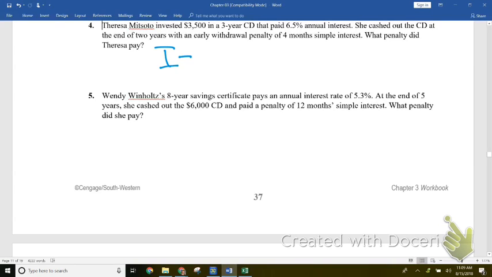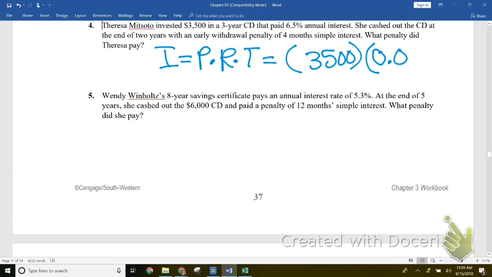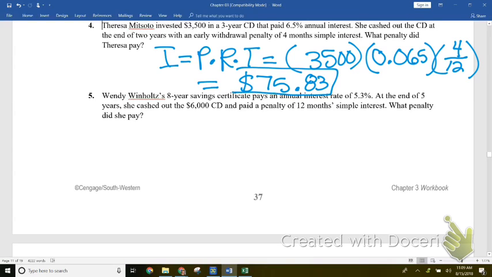So again, our interest formula is interest equals principal times rate times time. Her principal was the amount that she invested, which was the $3,500. Her interest rate as a decimal is 0.065. And for 4 months interest, that's 4/12 of a year. Multiply that out, and that works out to be $75.83. So they'll take away $75.83 when she cashes out early.